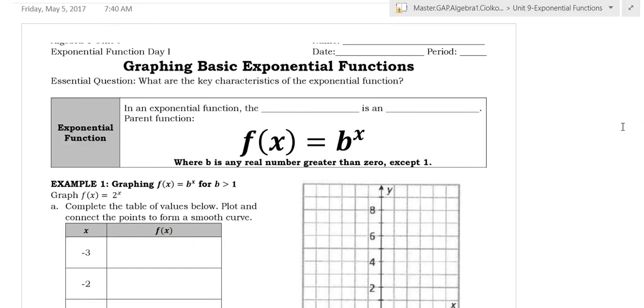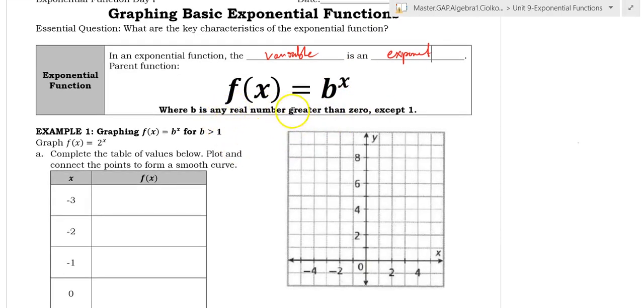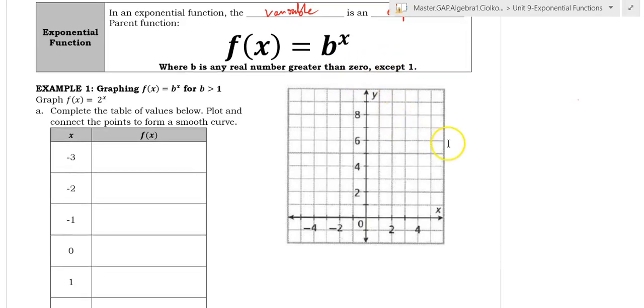Okay, so first question here. Looking at the key characteristics of a basic exponential function. In an exponential function, the exponent, or the variable, is up here. So b is just going to be some number. b is a base. So it's basically any real number greater than 0. So it could be 1.2, 8.9, a fraction, as long as it's positive, and it's not 1.